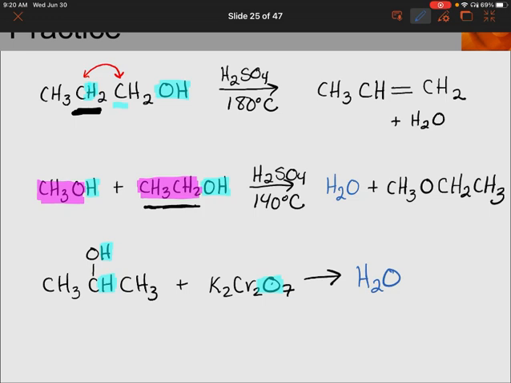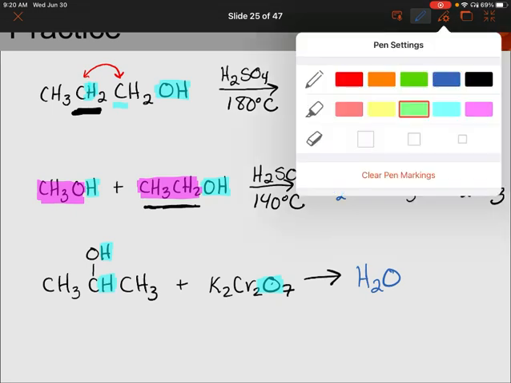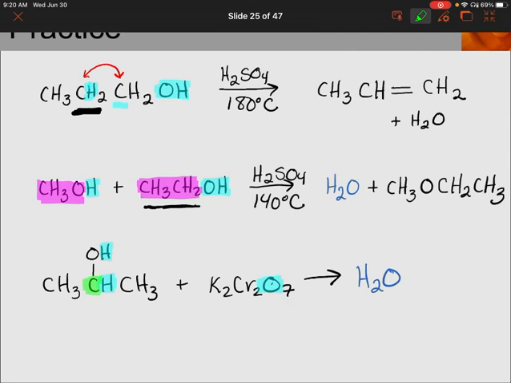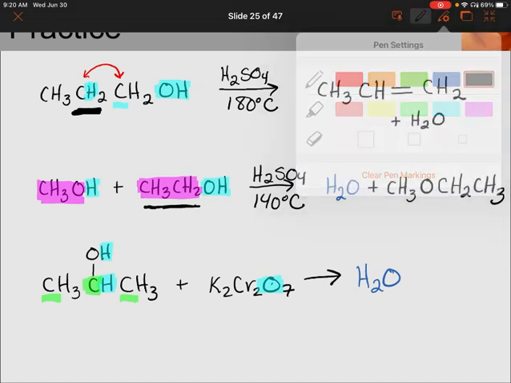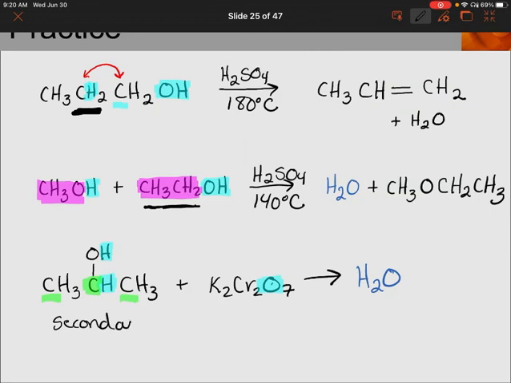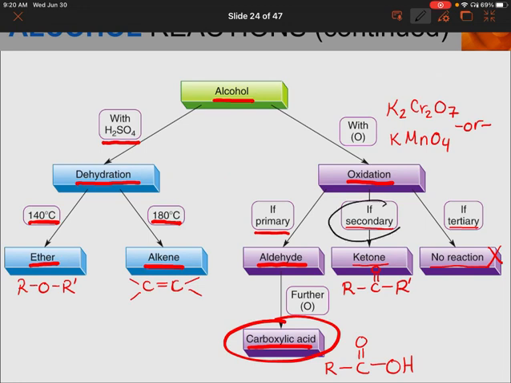So let's classify this alcohol. Is this alcohol primary, secondary, or tertiary? Secondary. If we look at the carbon that's bonded to the OH group, we want to figure out how many carbons it's bonded to. It's bonded to 1, 2. So that means it is a, oops, I wrote a 2 instead of secondary. So that is a secondary alcohol. If we go back to our chart, secondary alcohols will produce a ketone.